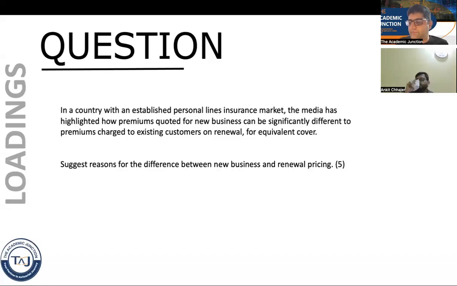For example, Vidhi's thinking on scenarios where new business is higher and new business is lower, right? That's a very important distinction you have to make, because the question says "significantly different". It has not said whether it is higher or lower. So you get brownie points for giving those scenarios.